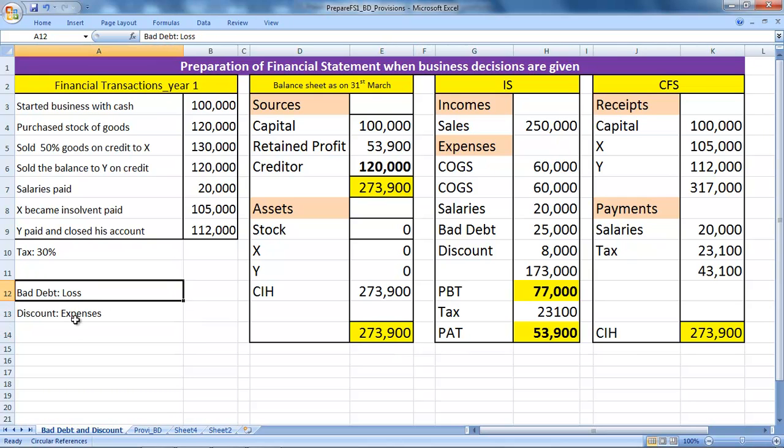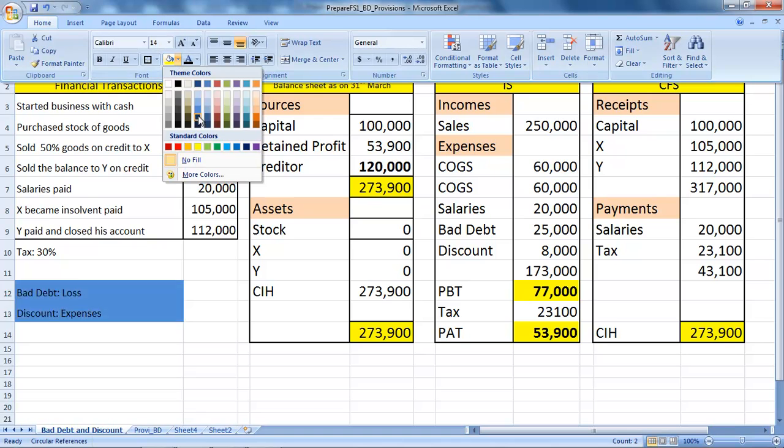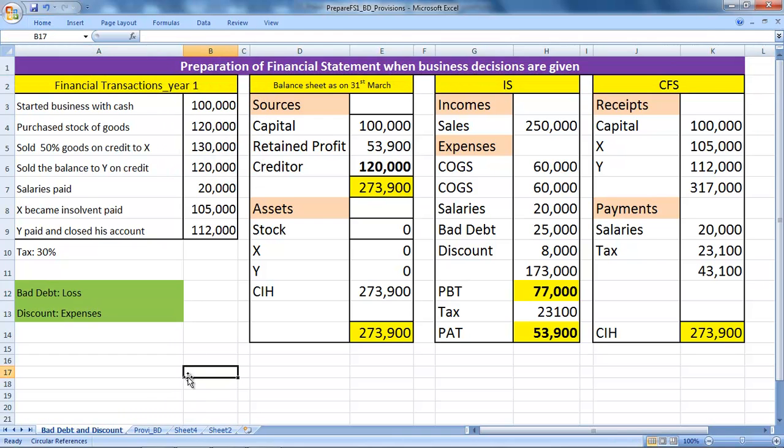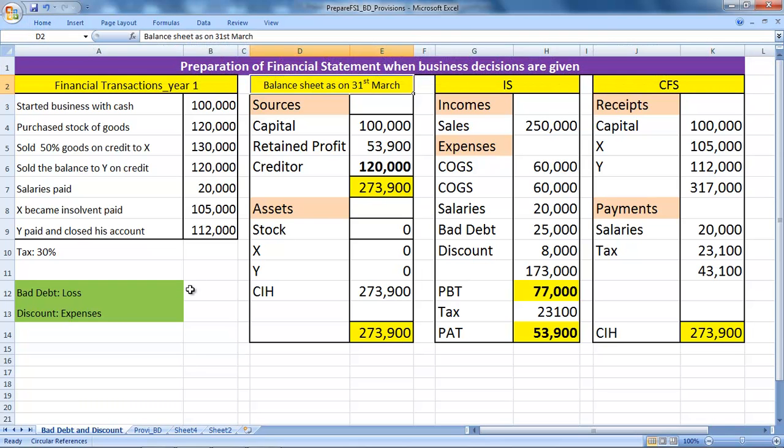So bad debt is a loss, discount is an expense. In one of our future sessions, we'll try to understand that because of the conservative convention, the business is allowed to create some provisions for the bad debt. But at present, we are assuming that the current loss is treated in the balance sheet, in the income statement, in the current year itself.